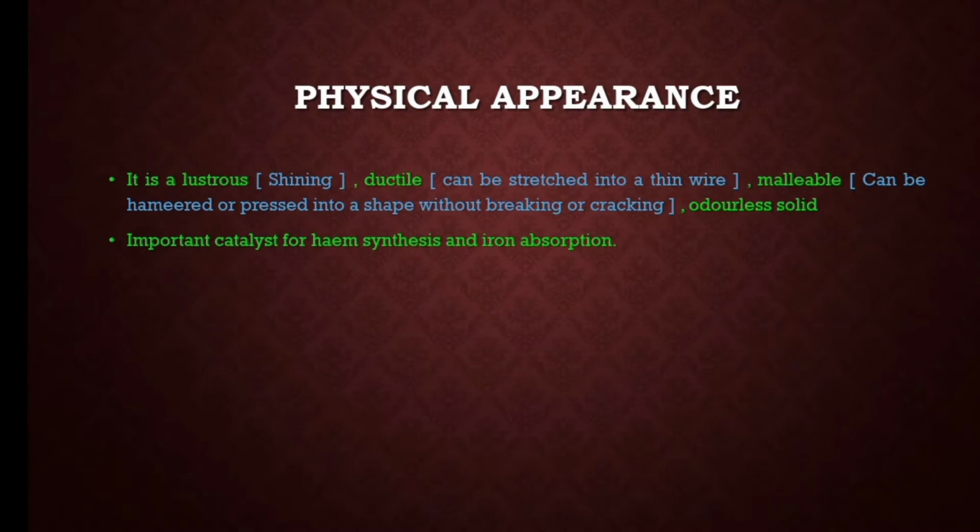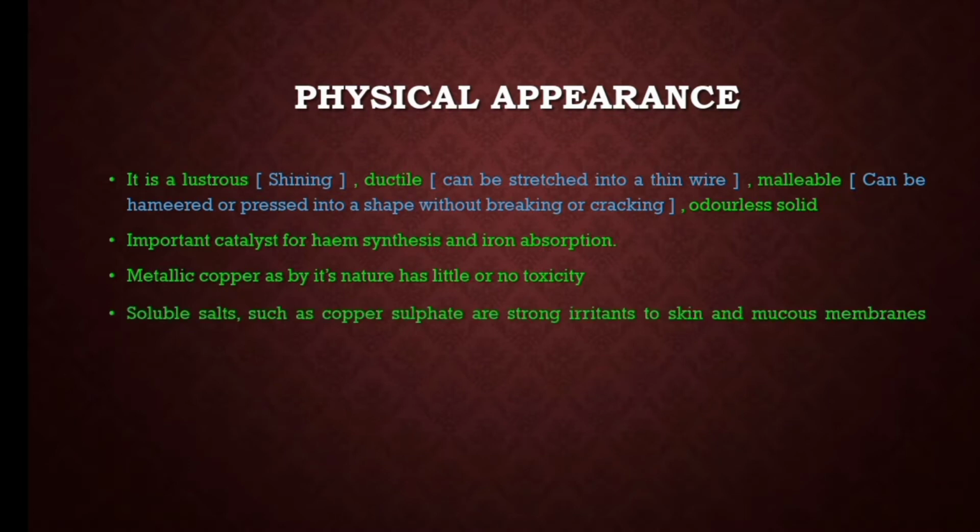Now coming to its physical appearance, it is lustrous. Lustrous means shining. Ductile means it can be stretched into a thin wire. And malleable means it can be hammered or pressed into a shape without breaking or cracking. So these are the properties, and it is an odorless solid.